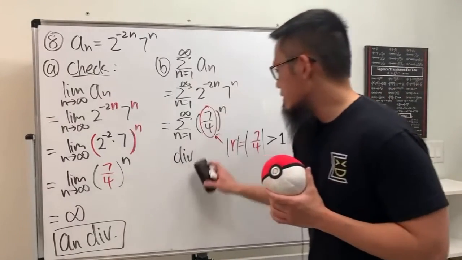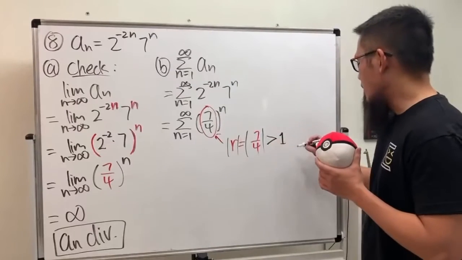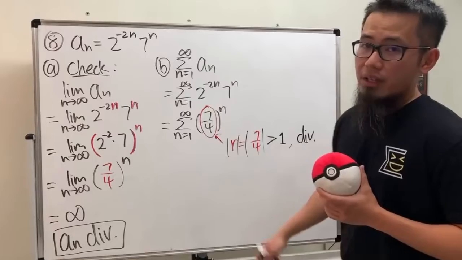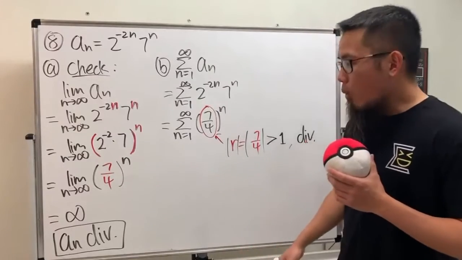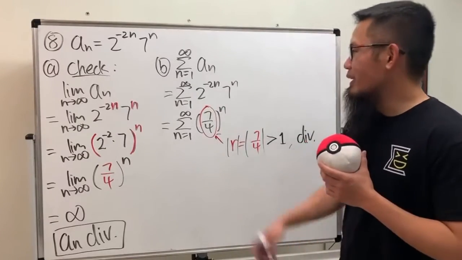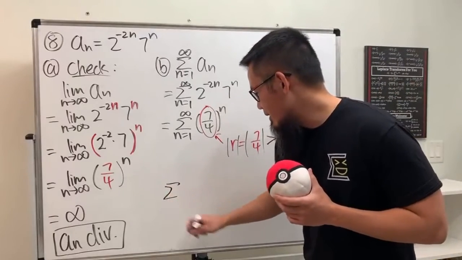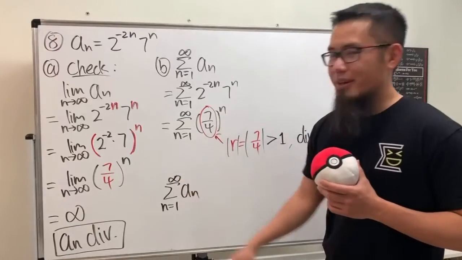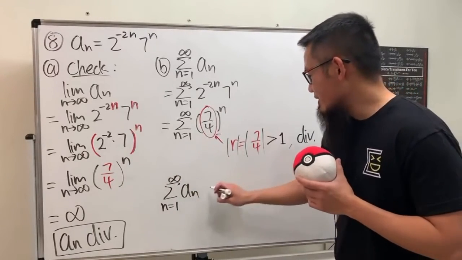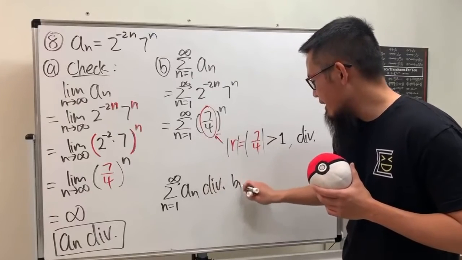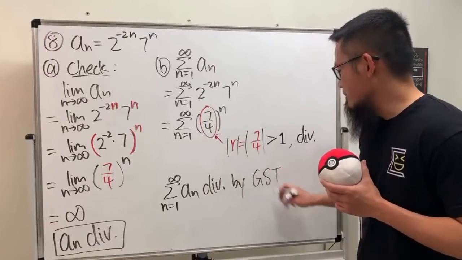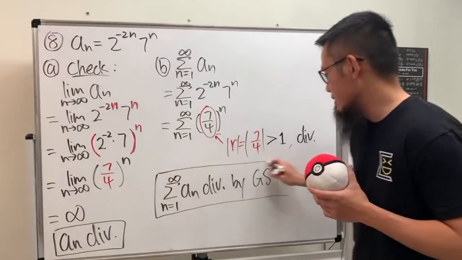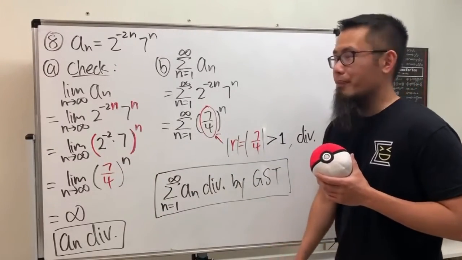So because this right here is greater than 1, therefore the series diverges, you can write it down like this, no problem at all. Or you could also have said, let me put down 2 of them. You can say this right here diverges by geometric series test, because the absolute value of r, right, is bigger than 1. So you can put it down like this. So no problem at all.